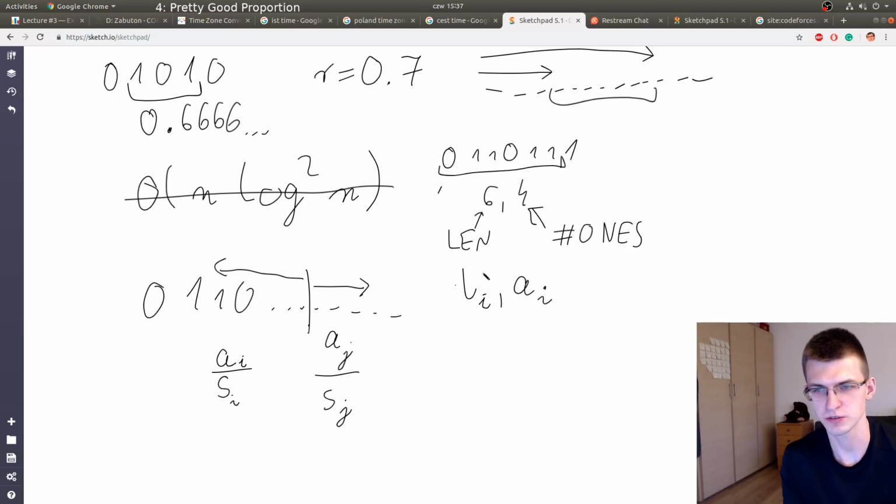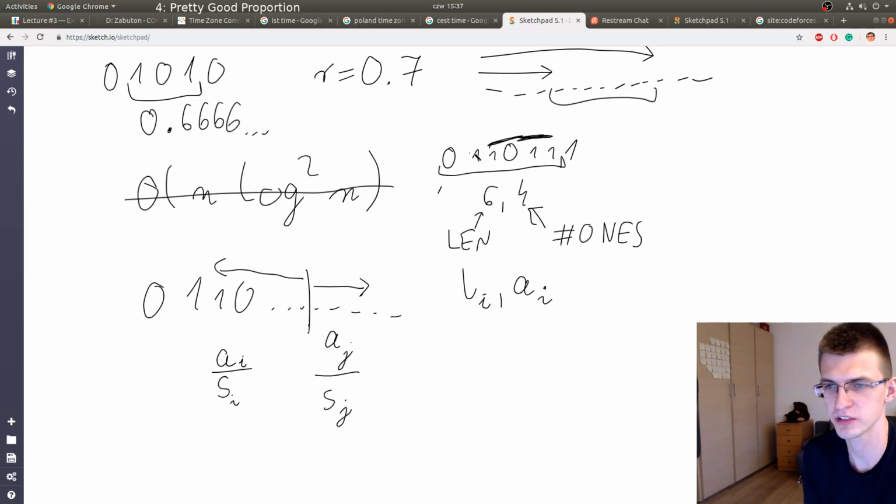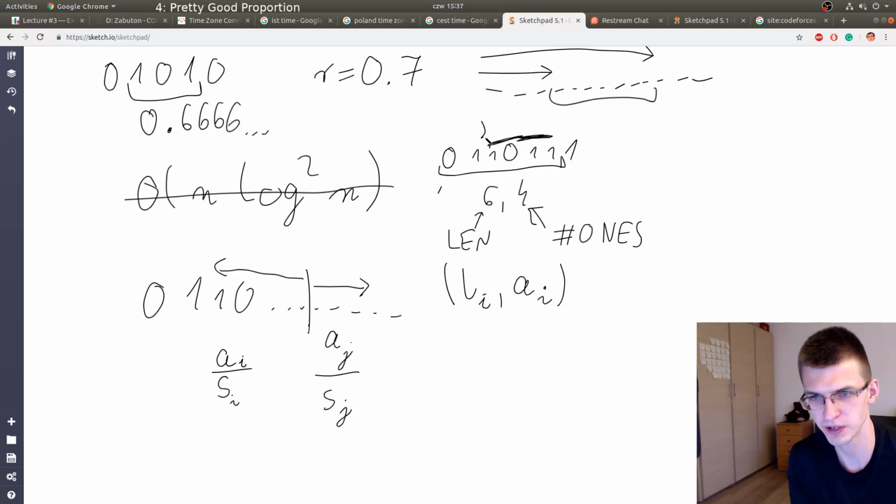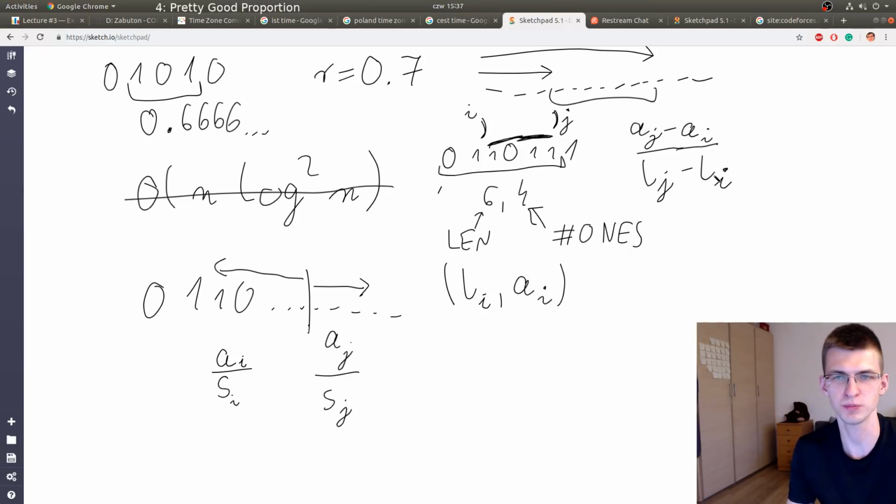And what does it mean for us to choose some subinterval? For example, this subinterval will be some longer prefix minus a shorter prefix. So the problem boils down to this: for every prefix we know its length and the number of ones, so we have those pairs (l_i, a_i), and we want to choose two of them, say i and j. Then the ratio will be the number of ones, a_j minus a_i, divided by the length, l_j minus l_i, and we want this to be as close to r as possible.